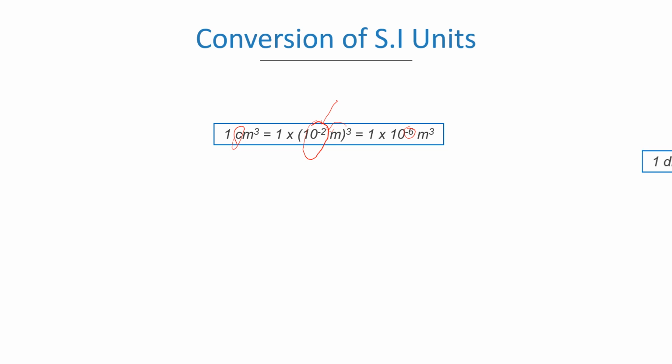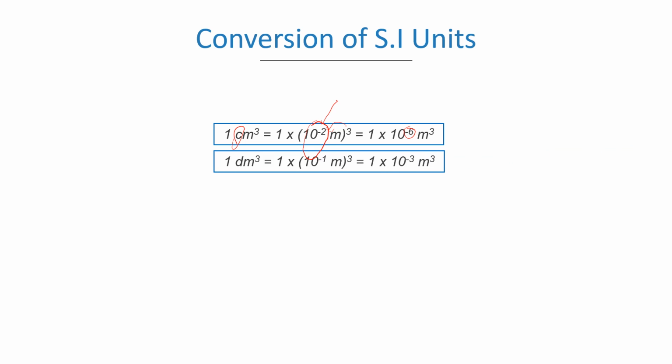Next we have 1 dm cubed equals 1 times, in brackets, 10 to the power of minus 1 meter to the power of 3, which equals 1 times 10 to the power of minus 3 meter cubed. Here deci is 10 to the power of minus 1, so you just need to substitute it in the unit. Then 3 times minus 1, you will get minus 3.